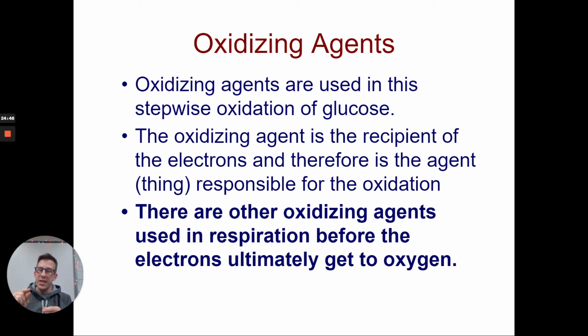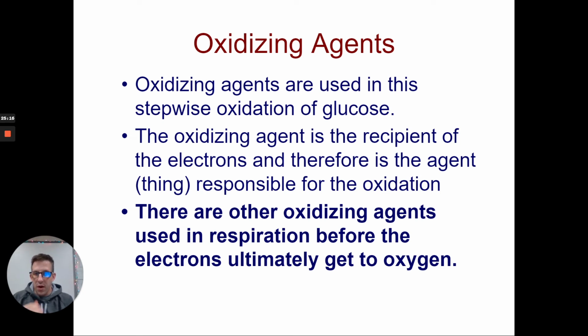So as a result, if it's helping something else be oxidized, if it's helping something else lose electrons, the oxidizing agent will gain those electrons. It will be reduced. The oxidizing agent that we just saw in that gummy bear experiment is a chemical known as potassium chlorate. It takes those electrons from the sugar and adds them to its structure in one fell swoop, which is why it's very explosive.